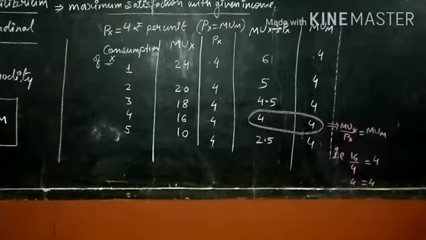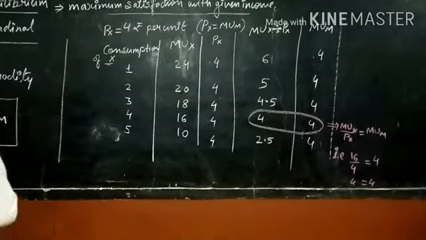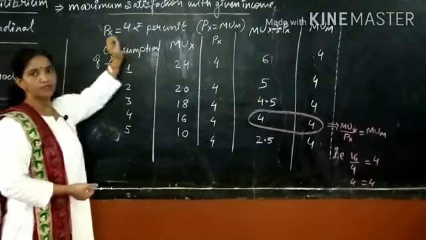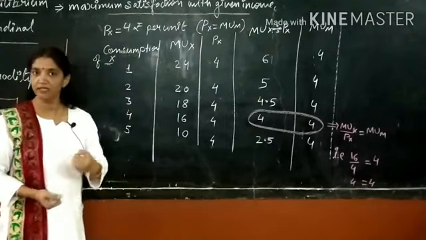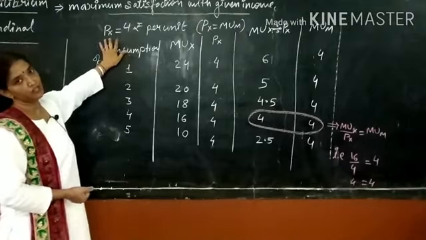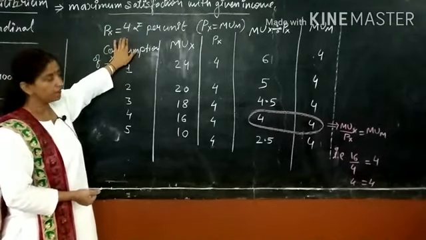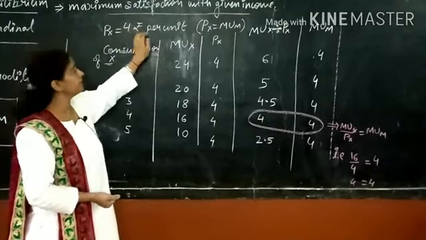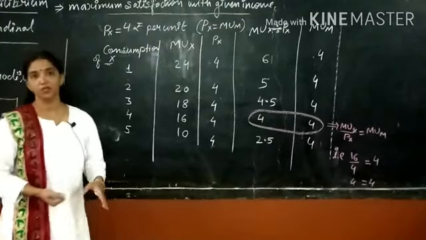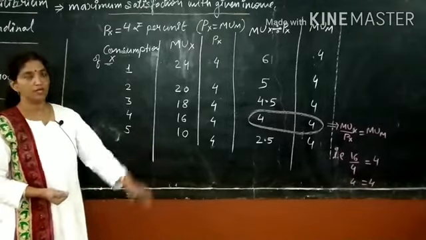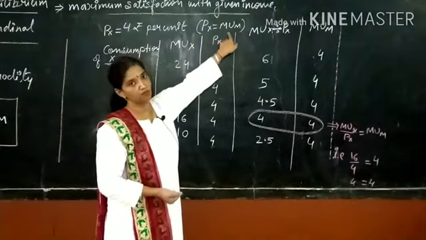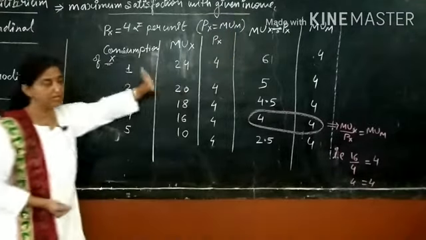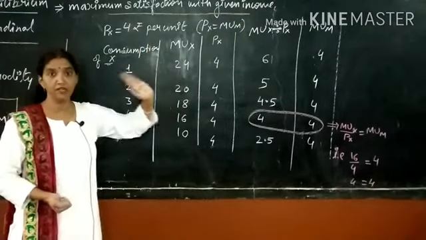Here is one example, a tabular presentation. First of all we have to assume certain things. I assumed the price is rupees 4 per unit. What is the price? Price is 4 rupees per unit. And in the assumption I told you that price should be equal to the marginal utility of money. Here we have assumed it.